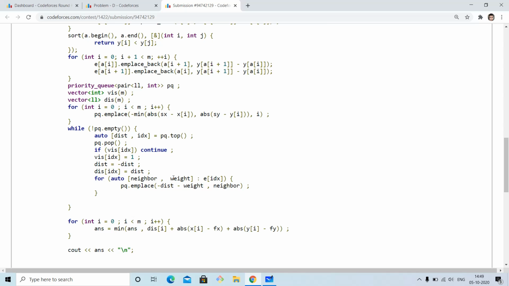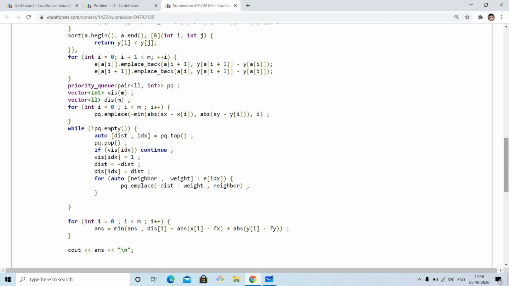each of the neighbors and their weights of that index, and we will put the distance plus the weight, as we do in Dijkstra, and we will also put the index of the neighbor in our priority queue. Then we're going to repeat this process again and again till we compute all the distances, or till all the visited indexes are 1.